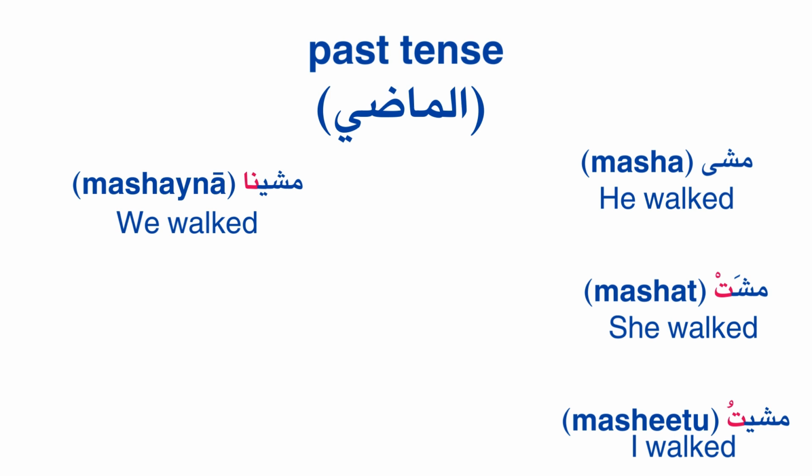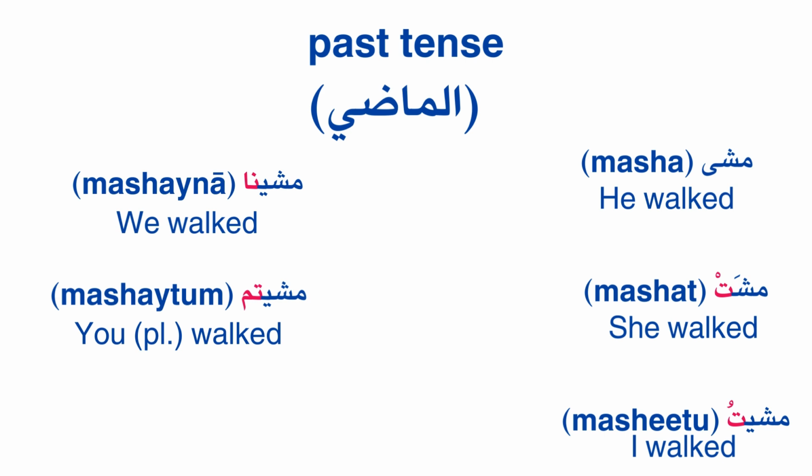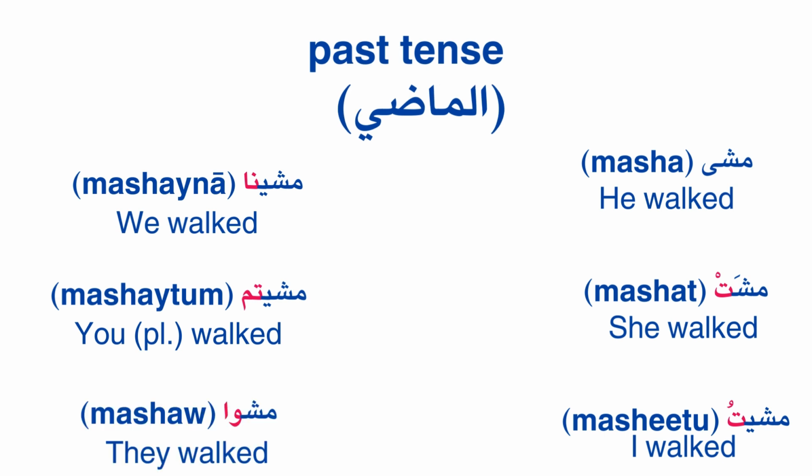Mashitum, tum in the end of the verb shows it's past tense and in its plural form. Mashitum, you all walked. Mashau, waw alif in the end shows it's a plural form of they. Mashau, they walked. Mashina, mashitum, mashau: we walked, you walked, they walked.